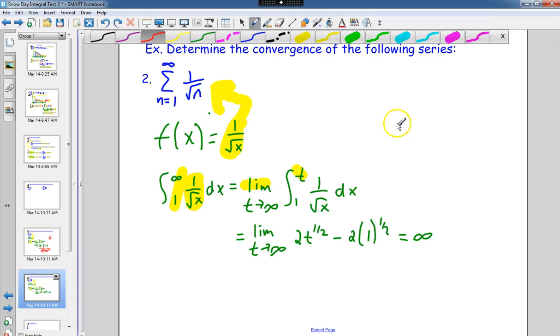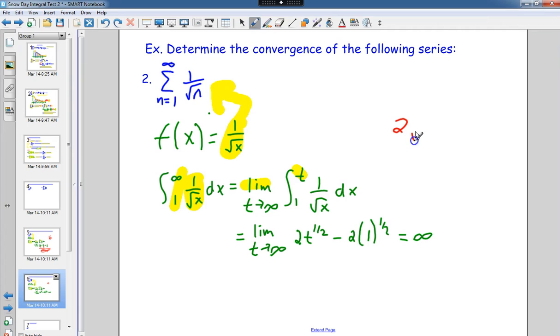And the antiderivative of 1 over square root of x would be 2x to the 1/2. And then we plug t in first into the antiderivative, we plug in 1 second, and then we evaluate this expression as t goes off to infinity. But unfortunately here, that will mean that the value of this limit will be infinity. Since we get infinity as an answer, that means our improper integral diverges, and since our improper integral diverges, so goes our series.